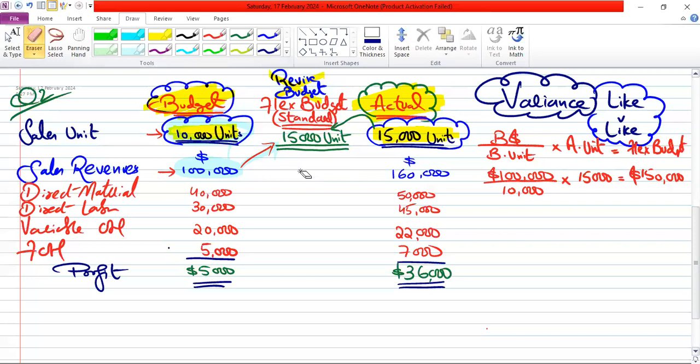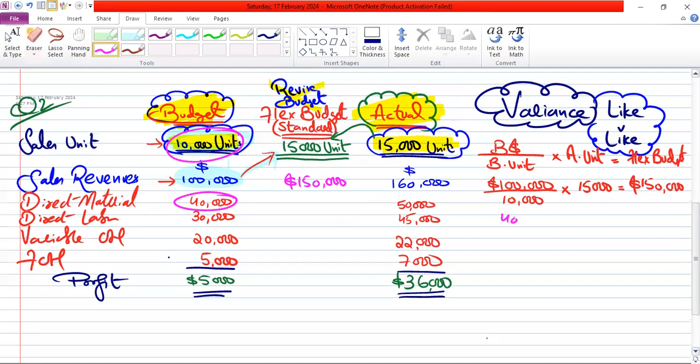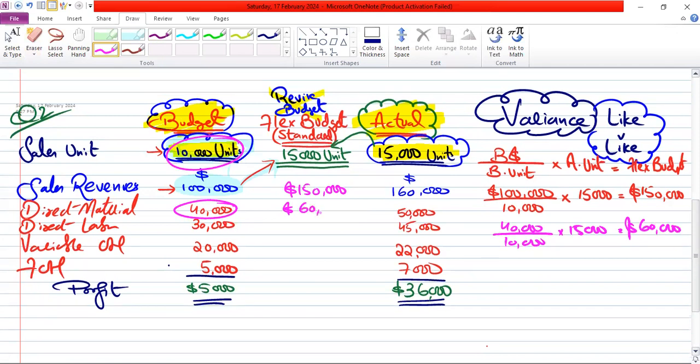What about the next one? 40,000 is the material budget for 10,000 units, which means we budgeted $4 per unit. Correct or wrong? Correct. The actual units are 15,000. So what is the flex budget supposed to be? 60,000. We are doing the flexing. This is material, not the labor.